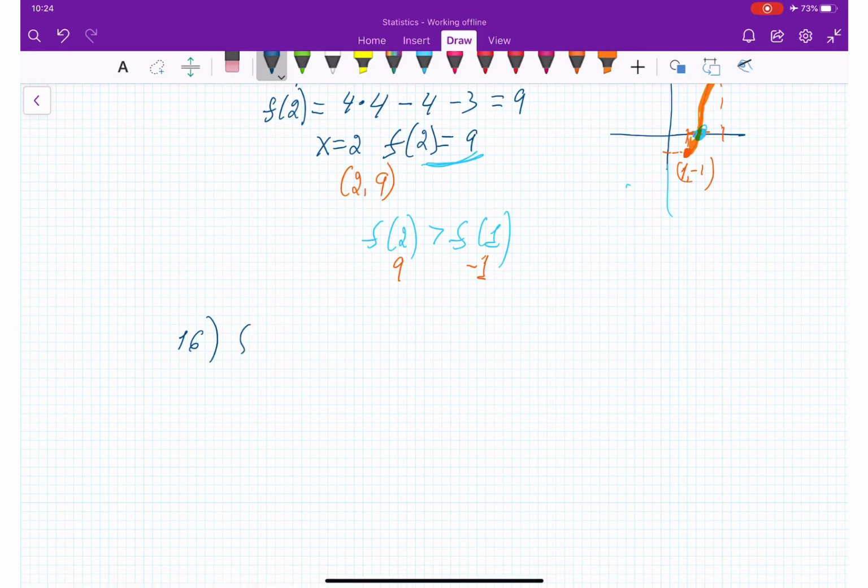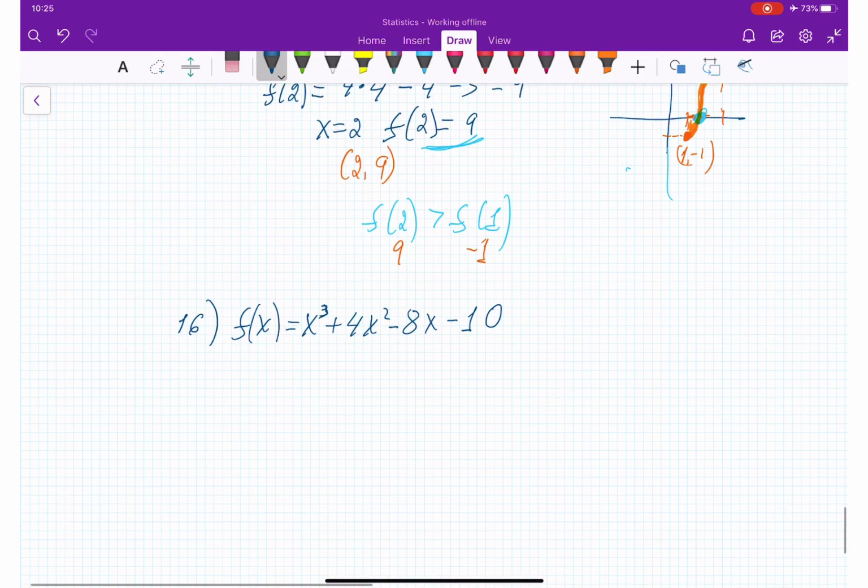So f of x is equal to x cubed plus 4x squared minus 8x minus 10. Okay, this is what we call the intermediate value theorem.